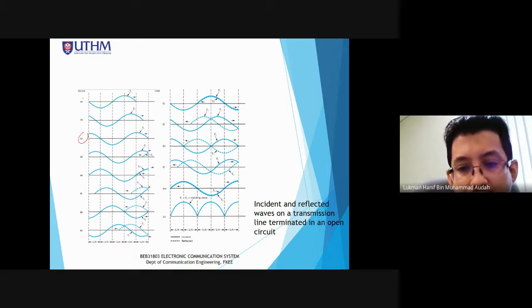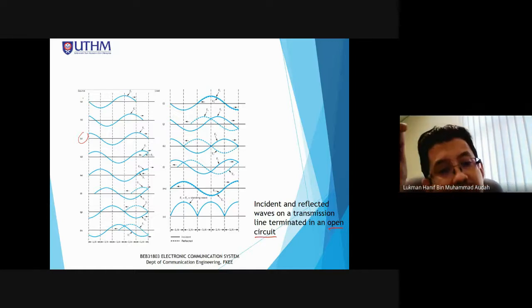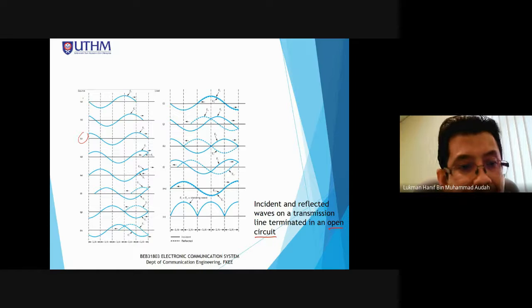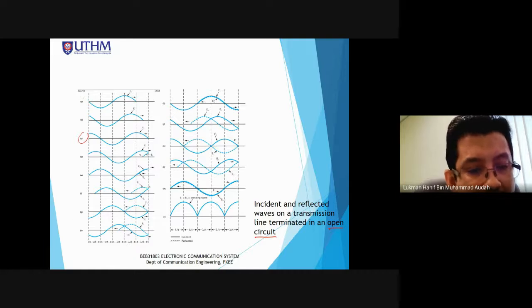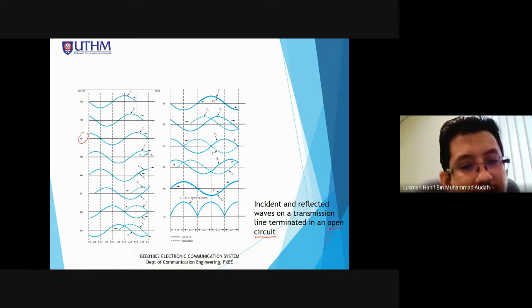This is for the open circuit, maknanya kesemua gelombang yang dihantar itu akan dipantulkan semula. Okay, so you see that from here the reflection occurs many times, sehinggalah akhirnya terbentuklah standing wave. Okay, this is the slow motion.